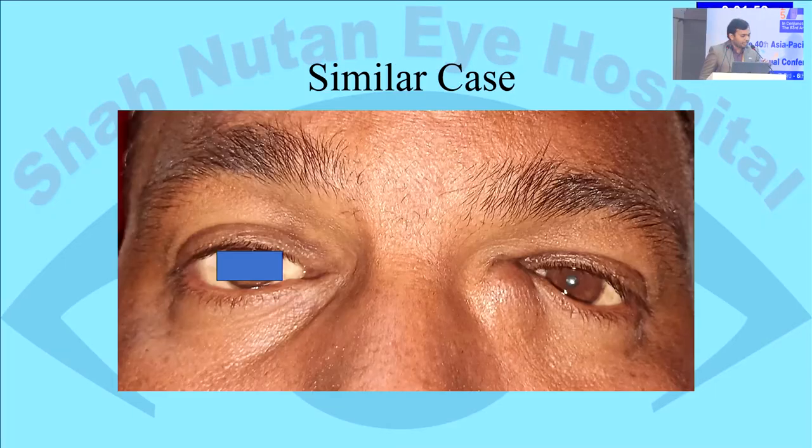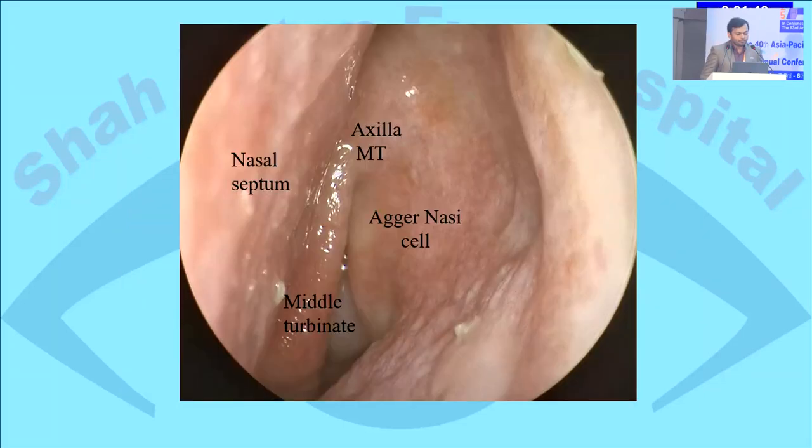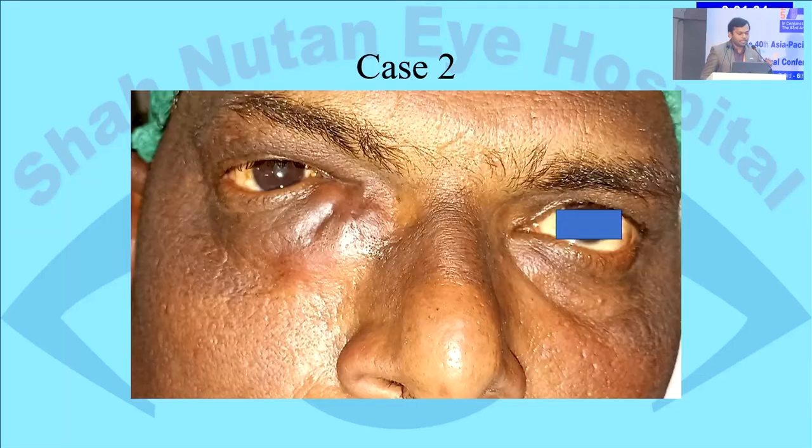So this was again a similar case where an agger nasi cell mucocele had developed following a failed DCR surgery. And this was the endoscopic view. In this patient, we could have an endoscopic view. Adjacent to the axilla, we can see the bulge of the agger nasi cell. And again, the patient underwent a similar surgery.